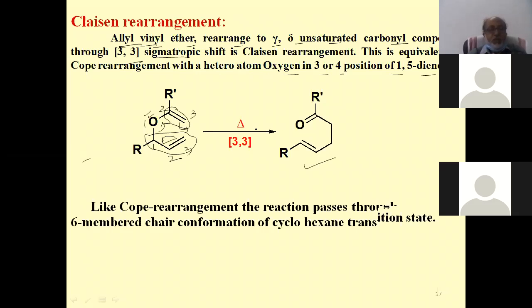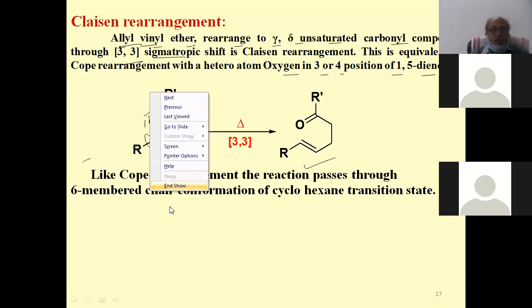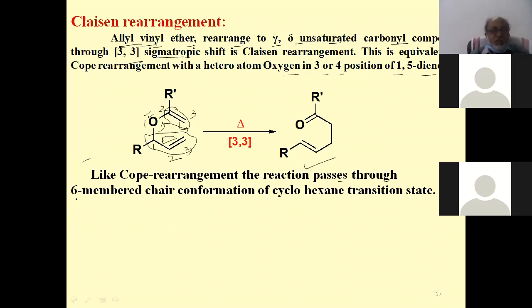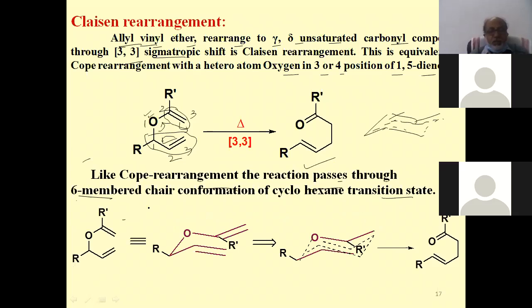And let us come to these examples. Like the Cope rearrangement, this rearrangement reaction passes through a six-membered chair conformation of the cyclohexene-like transition state, as in the earlier case, except that one carbon is replaced by oxygen. That is a very important point. Let us see this one here. It is shown here. So this is the transition state that happens, and we get the product like this. Okay, no problem. Let us not waste time here.